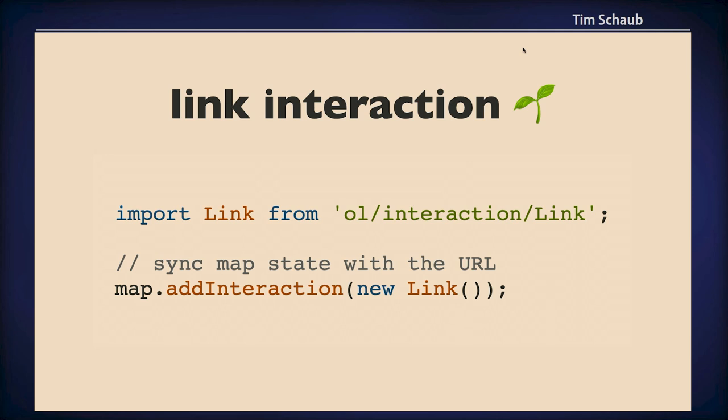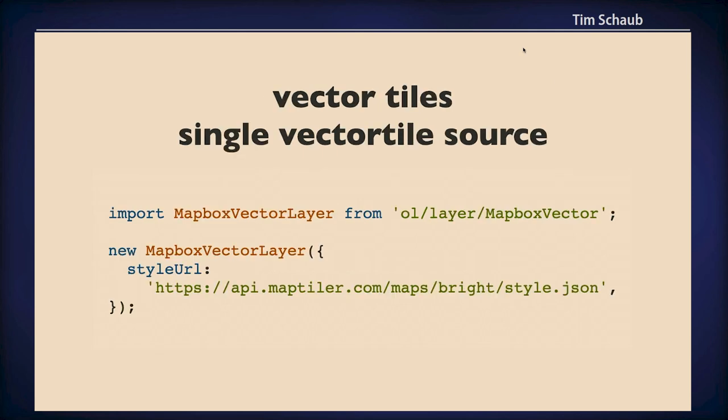Another thing that was shown in the last example, but you couldn't see it because I didn't reload the page, is this link interaction. So interactions are about taking events, map events, or user events, and taking some action based on those. The link interaction takes changes in the map state or the layer visibility and persists them in the URL so that when you reload the page, that state is restored on the map. So the link interaction is new in a recent release. And now back to Andreas to talk about vector tiles.